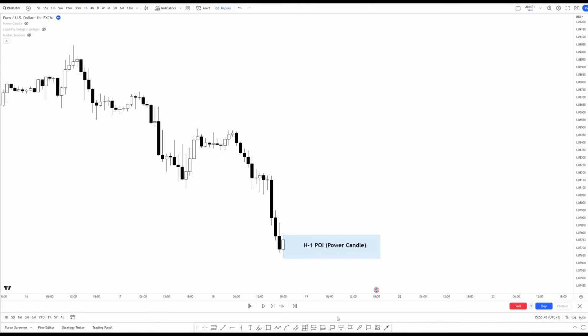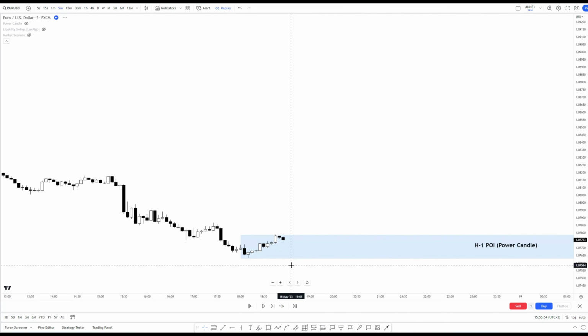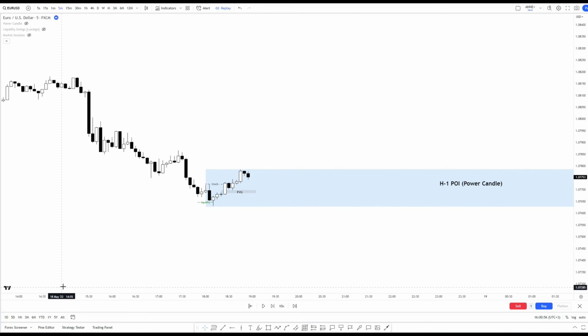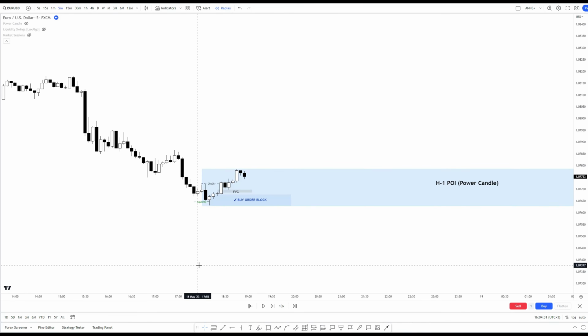When I spot a power candle, I usually switch to a lower time frame. For example, if the power candle is on the H1 chart, I switch to the M5 time frame, and you will typically notice that the liquidity sweep has been created. When that happens, all you need to do is wait for a change of character or choke and imbalance. Once these are apparent, you can mark your order block and place your pending order if you wish.